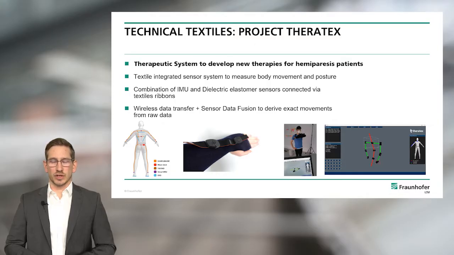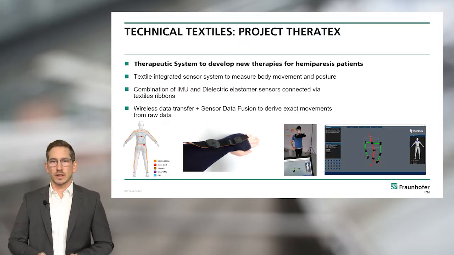And in this project, we use a combination of inertial measurement units, which can basically measure acceleration, orientation, and magnetic fields, in combination with dielectric elastomer stretch sensors for certain areas of the body to get a full picture of the motion and of the posture of the patient. And then followed up by the medical people who will develop therapies with these systems.